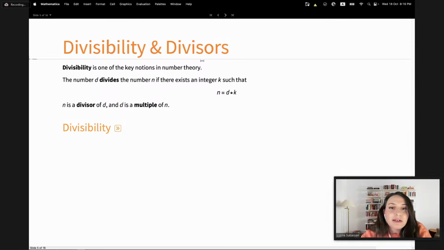Next is again a very, very important notion: the functions about divisibility and divisors. So divisibility is one of the key notions in number theory. Let's just give the definition quickly. So the number d divides the number n if there exists an integer k such that n equals d times k. So d is called a divisor of n, and n is a multiple of d.